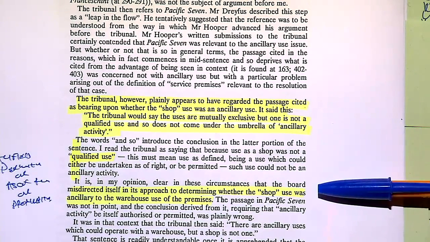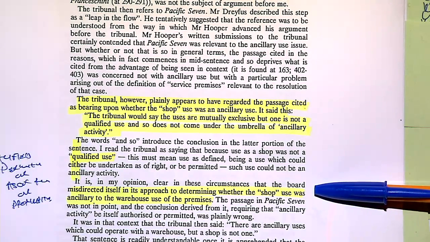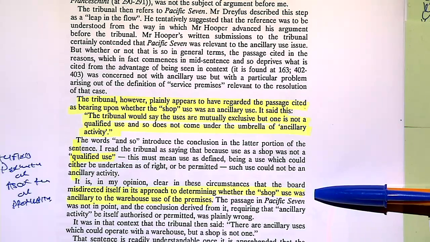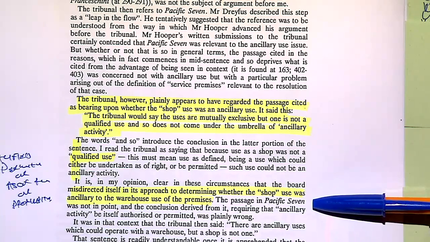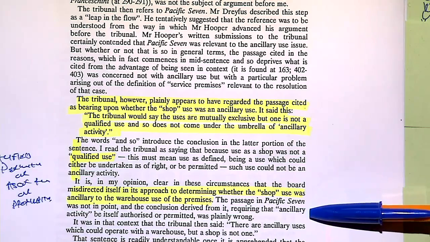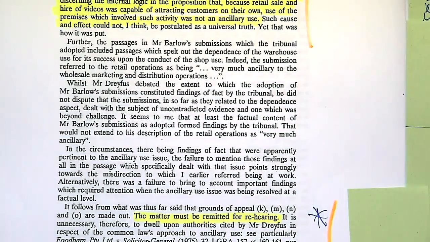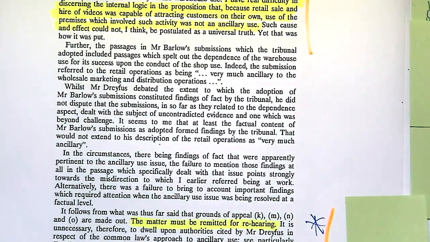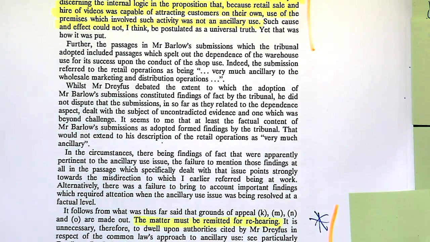So here's where the judge starts setting out how to attack this problem. It is, in my opinion, clear that the board, and it was called a board back then, misdirected itself in its approach to determining whether the shop use was ancillary. And basically he's saying why the tribunal went wrong. So I won't twist it around too much.